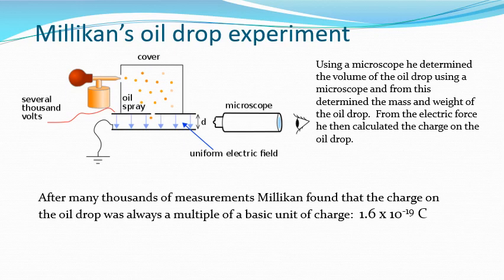After thousands of measurements, he found that the charge on the oil drop was always a multiple of the basic unit of charge that we now know, 1.6 times 10 to the minus 19 coulombs. So it was either one of those, or two of those, or three of those, depending on the amount of ionization that had taken place.